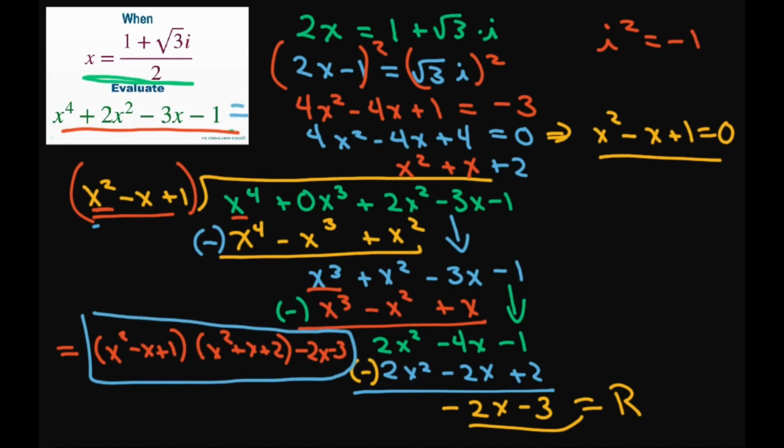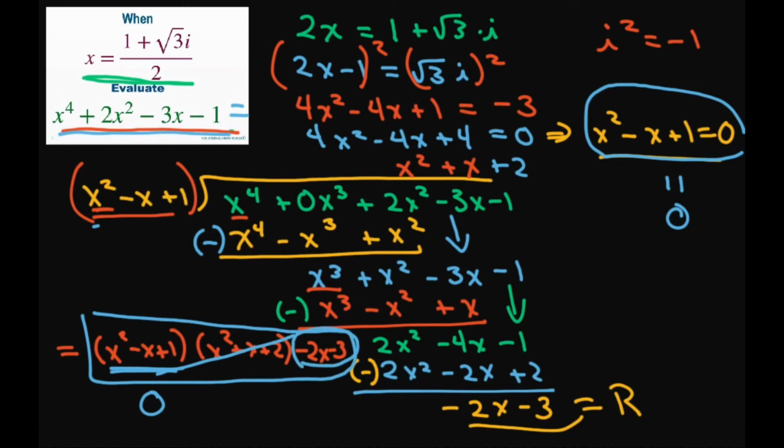I'll put equals this. But this right here is 0, right? So this equals 0 here. So what happens is this is 0, so that when you multiply this, you get 0. So basically, this whole equation here just equals our remainder. Therefore, what we have is x to the power of 4 plus 2x squared minus 3x minus 1 equals negative 2x minus 3.